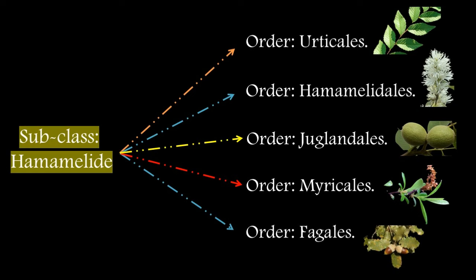This second subclass has orders such as Urticales, Hamamelidales, Juglandales, Myricales, and Fagales. These are the orders that you will see as far as the second subclass is concerned. Like we saw the typical remedy from the first subclass, opium, the typical remedy from the second subclass will be Cannabis indica.